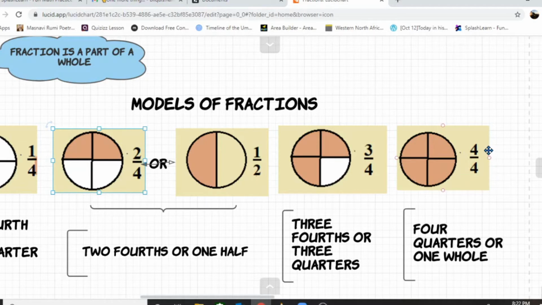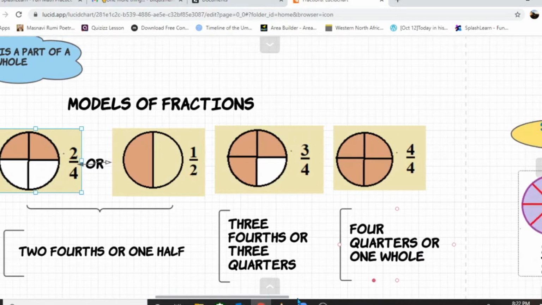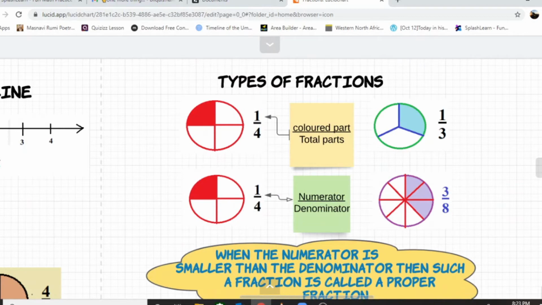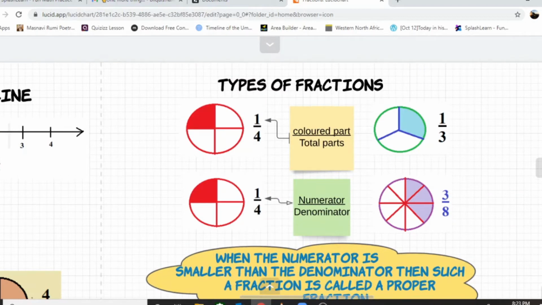And if all the 4 parts of the shape are colored, then it will be represented in numbers as 4 by 4 and will be read as 4/4 or 1 whole. So based on these models, fractions can be divided into different types.